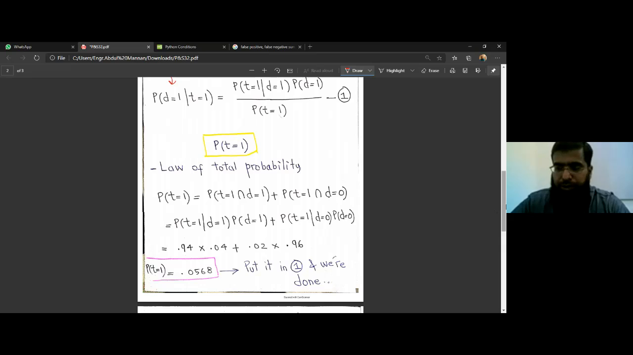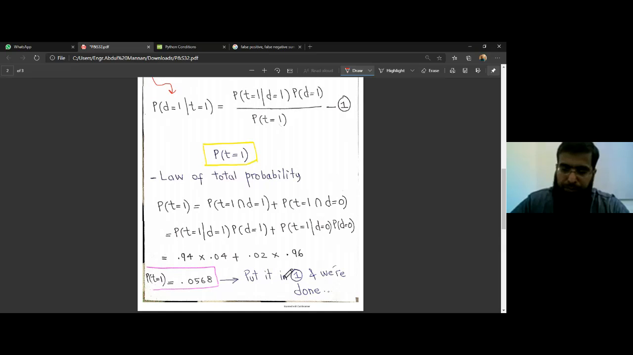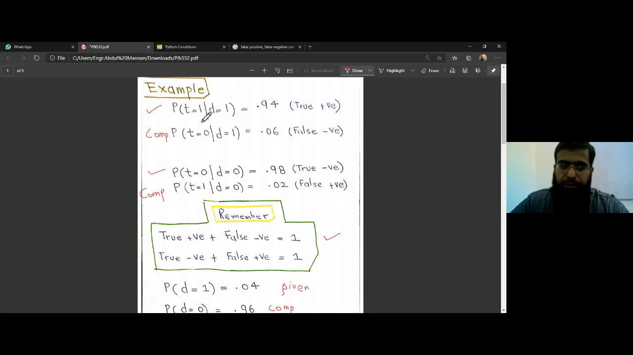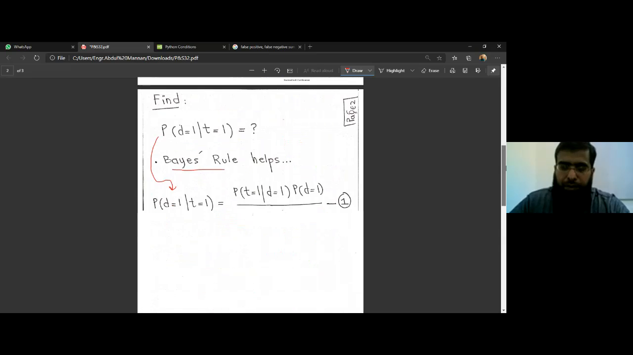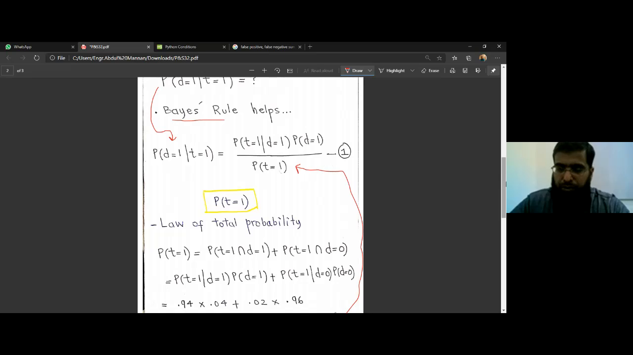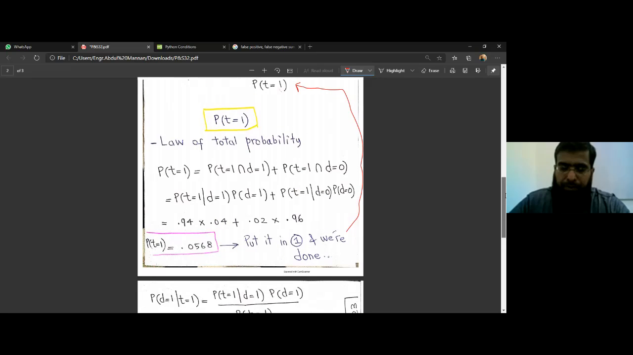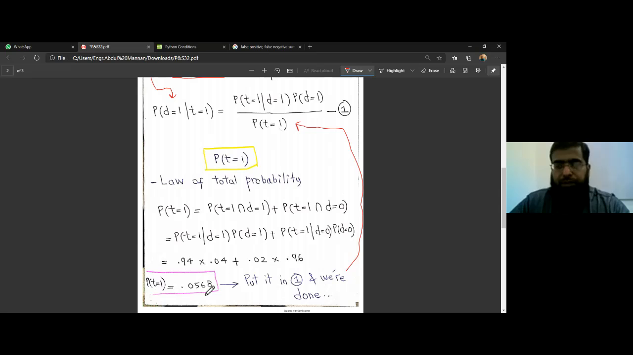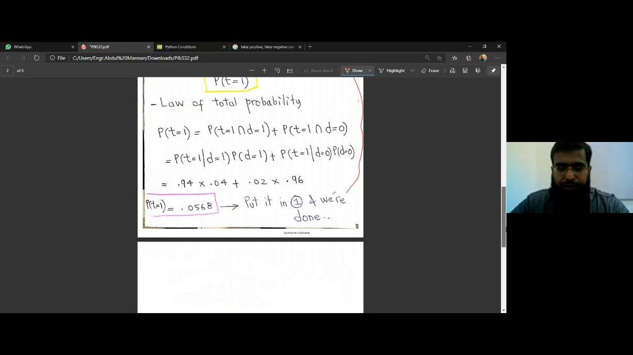Now we are almost done, because we are going to put the probability of T is equal to 1 in equation number 1. The terms in the numerator are already available to us in this list. We know P(T=1 | D=1) and the probability of D is equal to 1. We just have to plug these terms into the numerator of equation number 1, and in the denominator we put the probability of T is equal to 1 equal to 0.0568, which we have just computed, and then we are done.